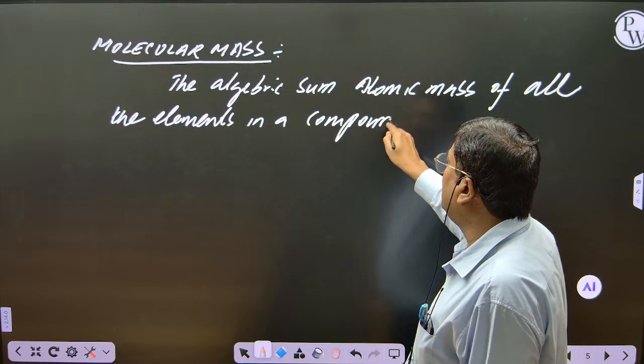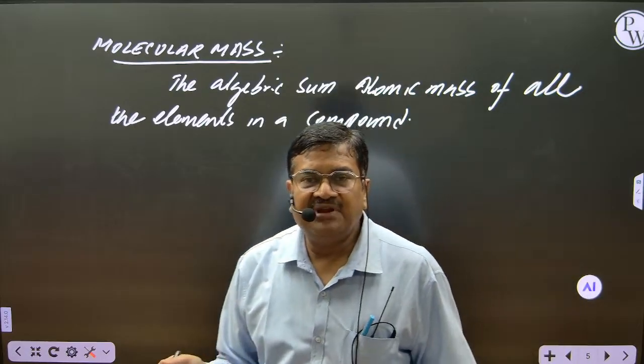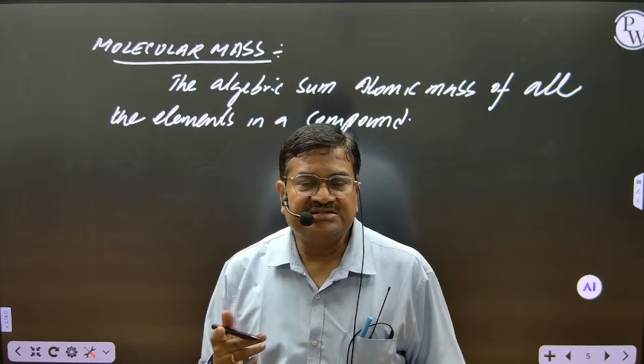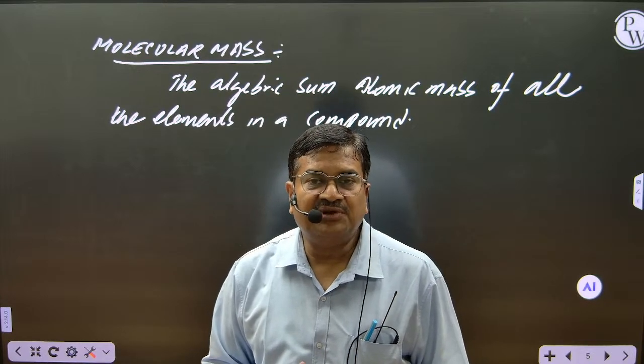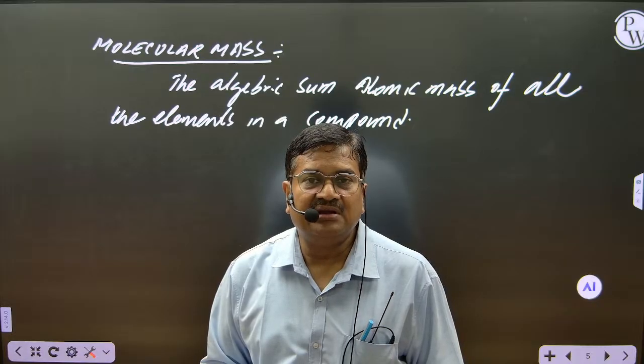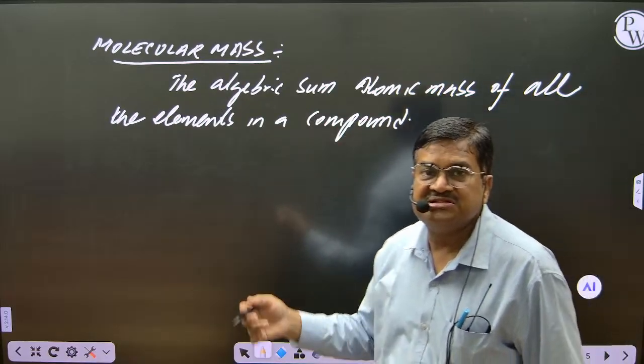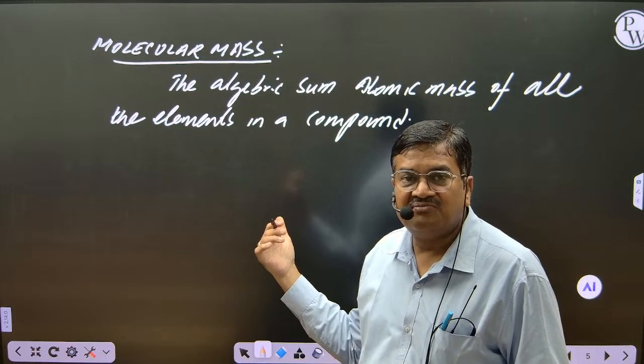So, in order to find molecular mass, what do we do? We add the atomic masses of all the elements in a compound. And in the last class, I told you to remember the atomic masses of 20 elements. Along with that, a few elements I have given: copper, zinc, silver. So you have to remember those atomic masses. Then only we can approach mole concept. These are all the fundamentals for the mole concept.